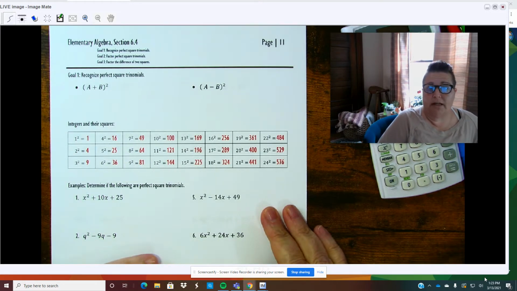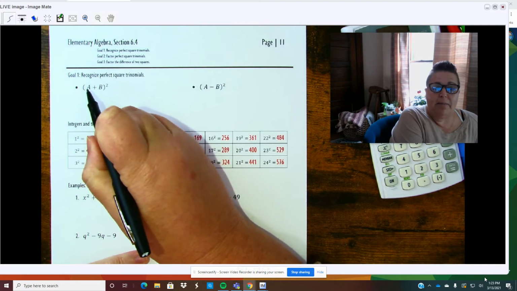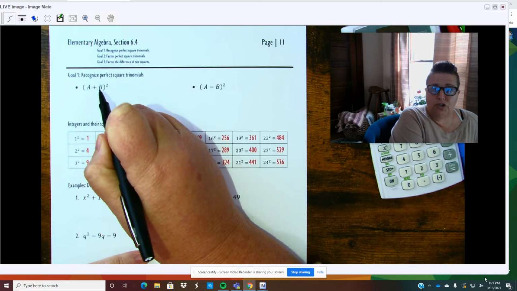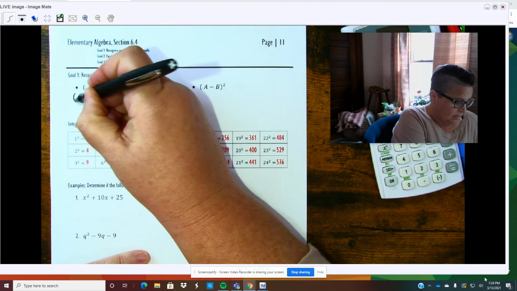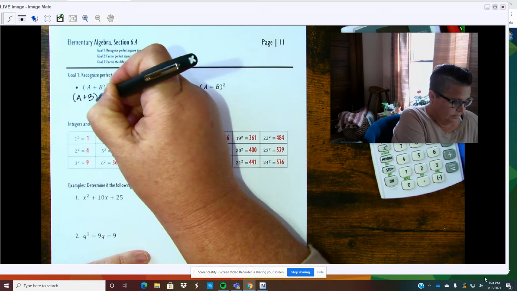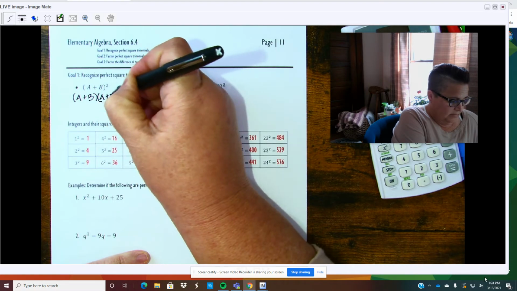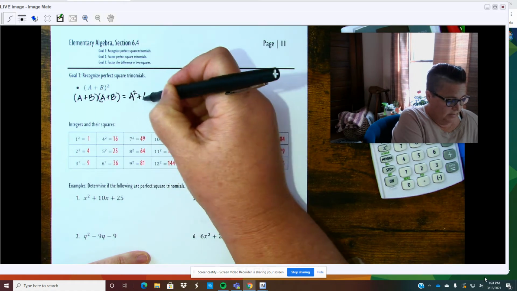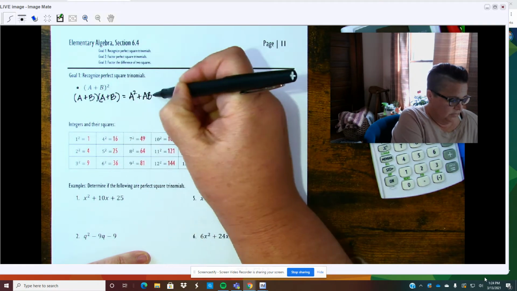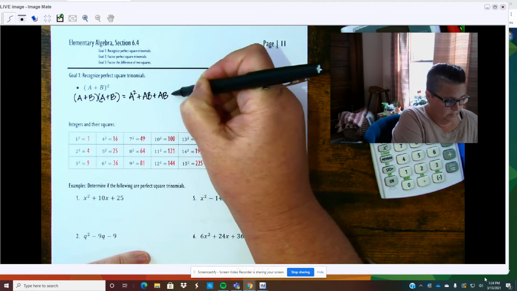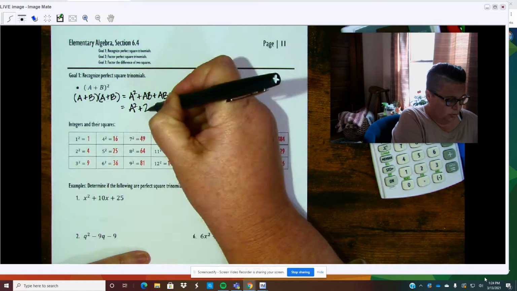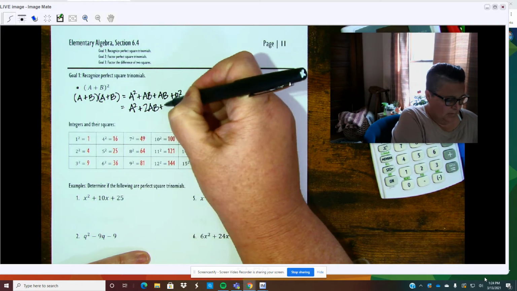When we were multiplying trinomials, if you have a binomial that is being squared, so the sum of two terms here is called a binomial, and we are squaring it, this is the same as a plus b times a plus b, and that will give us a squared plus ab for the outside terms, plus another ab for the inside terms, plus b squared. Or a squared plus 2ab plus b squared.